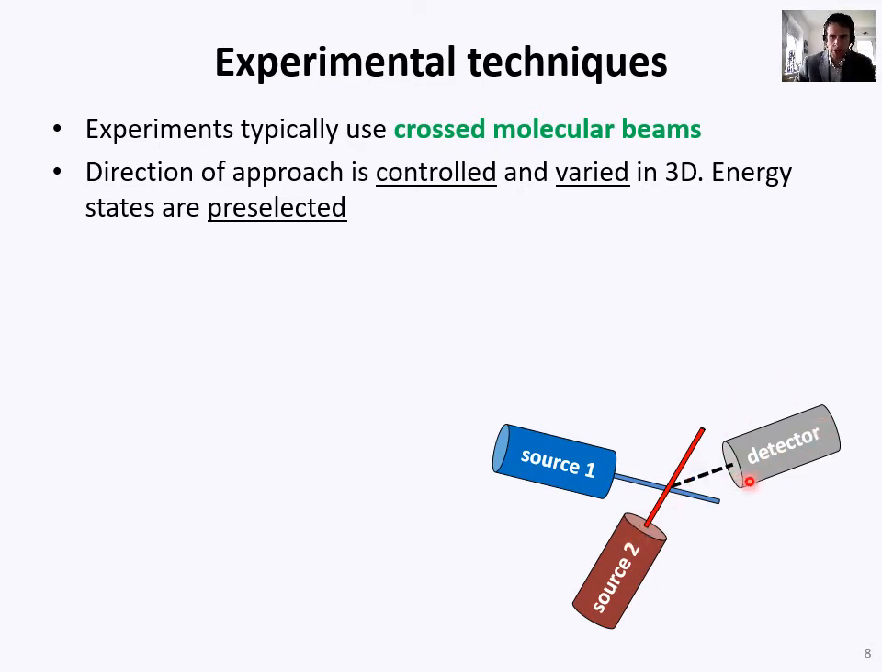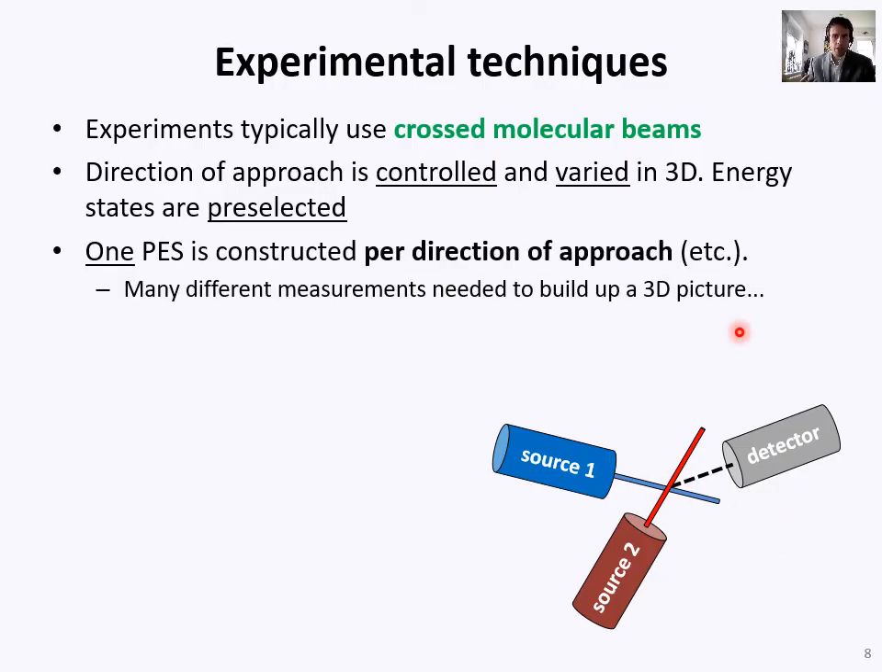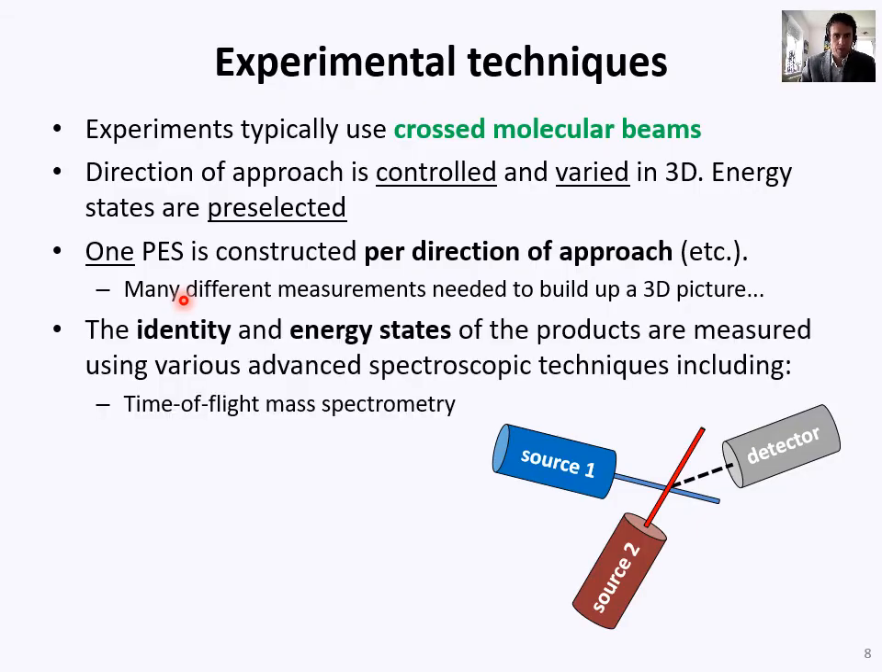And then you have a detector which is able to detect what's going on at this point where you actually have a reaction. Okay, of course, as we've already talked about, you've got one potential energy surface per direction of approach, also probably per type of detector, etc. as well. So that's where the etc. comes in. And obviously this means that we need many different measurements.